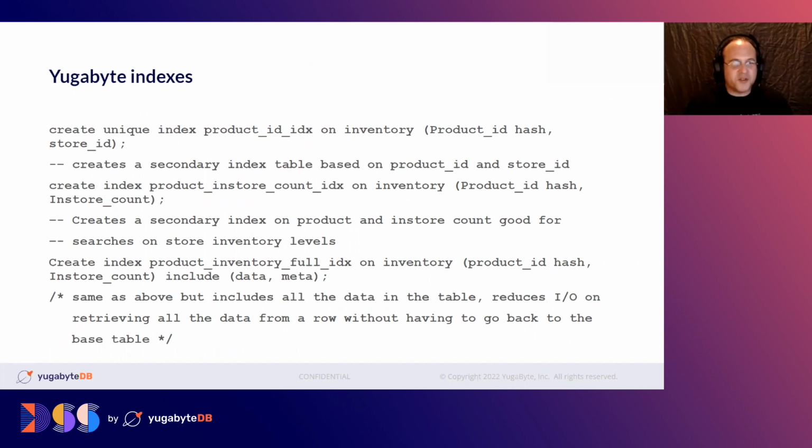So Yugabyte indexes are very powerful. Especially with that ability to have a covering index as a secondary index and get another opportunity to optimize where the data is going to live within my distributed cluster. So for example, the base table is split up on the basis of store ID, but the index is split up on the basis of product ID.